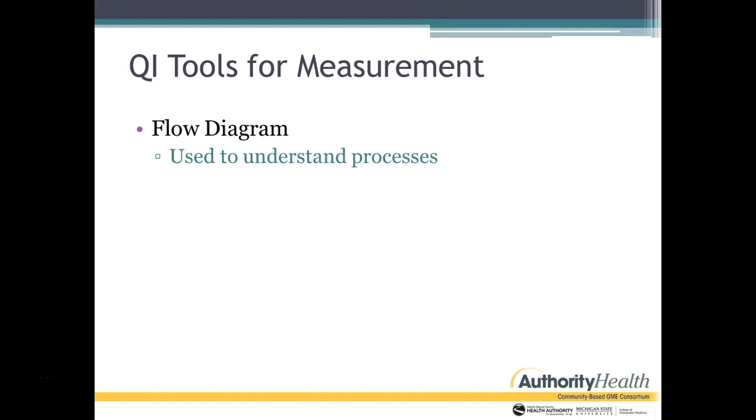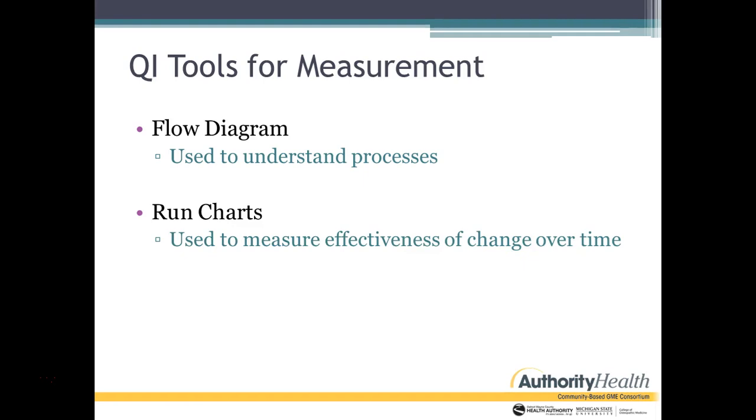So QI tools for measurement. It's important that you guys understand these. There are 3 that we're going to talk about today. The first is the flow diagram. Flow diagrams are used to understand processes. So if you have an adverse event, or if you're just trying to figure out if your process is efficient, you can put it into a flow diagram and look at each step. And we'll go through an example.